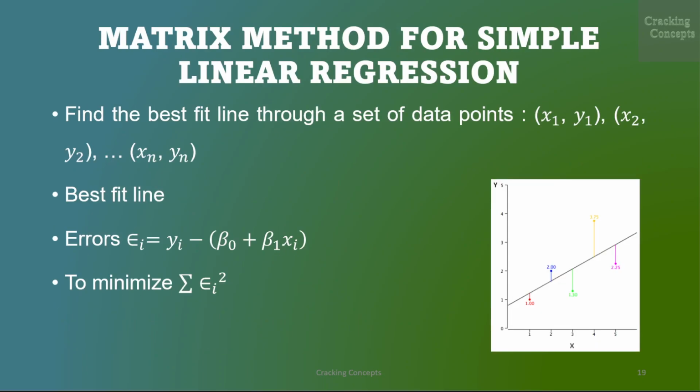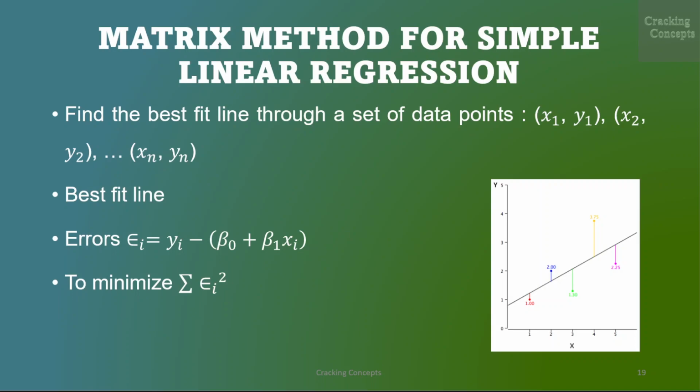Now we look into the matrix method for simple linear regression. Let us see a simple linear regression. For example, we need to find the best fit line through a set of data points x1, y1, x2, y2, etc., xn, yn. But what does the best fit mean? If we can find a slope and an intercept for a single line that passes through all the possible data points, then that is the best line. But in most cases, such a line doesn't exist.